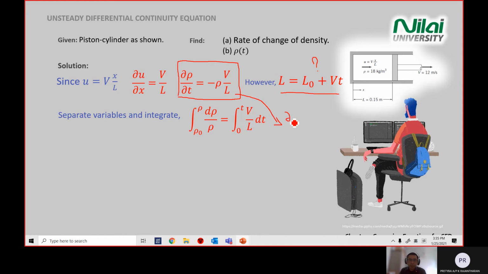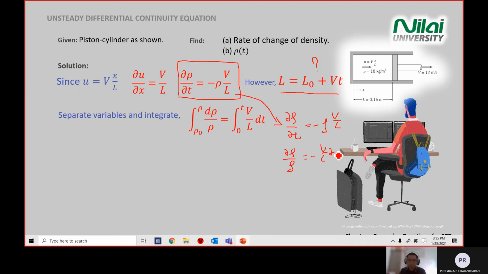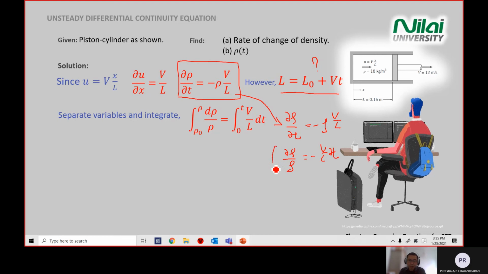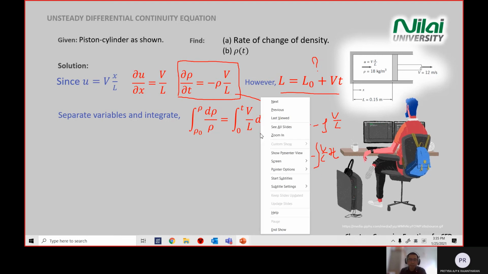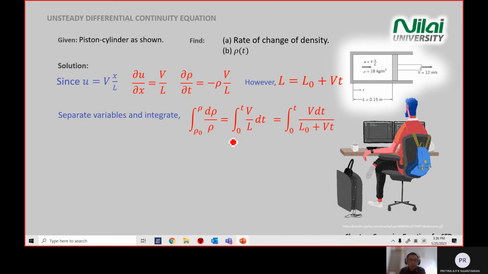We rearrange del rho over del t equal to negative rho V over L. We take the rho from the right hand side to the left hand side, because the relationship between rho and V over L is a multiplication. So when we move it to the left, it becomes a division, equal to negative V over L del t. Okay, so then we integrate both sides.